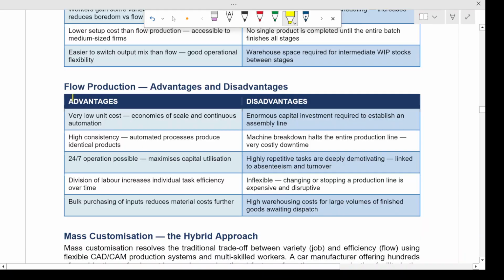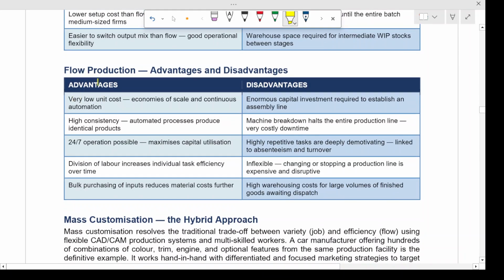The next one is flow production. The first advantage of flow production is that it leads to very low unit costs, because you achieve economies of scale, and there is continuous automation.